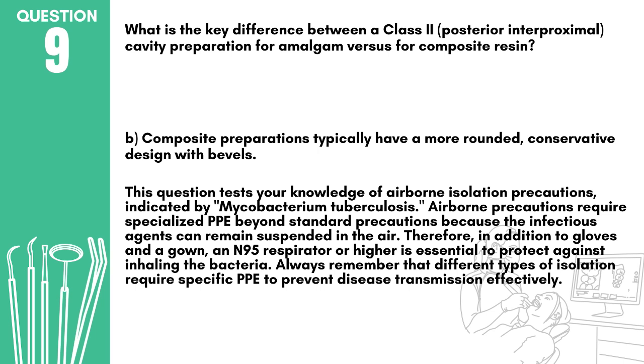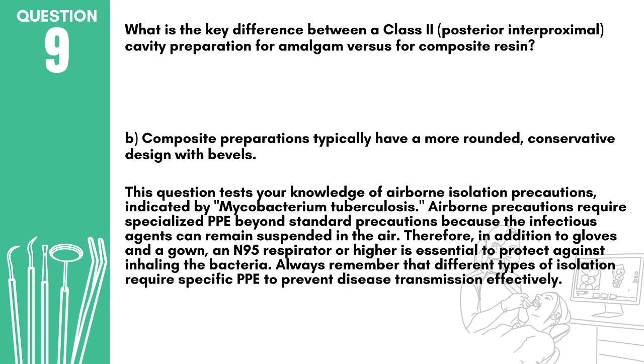Answer: B. Composite preparations typically have a more rounded, conservative design with bevels. This question tests your advanced knowledge of restorative procedures and material-specific preparation designs. The keywords "key difference between a Class II" for amalgam versus for composite resin highlight distinct approaches. Composite resin preparations are typically more conservative, removing less tooth structure, due to their adhesive bonding to enamel and dentin.